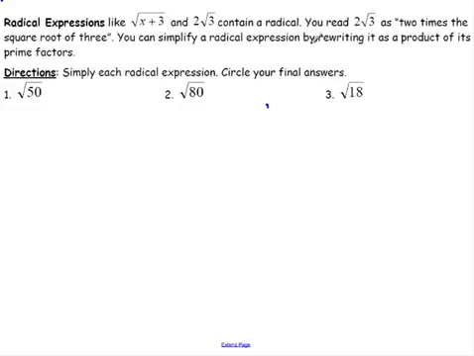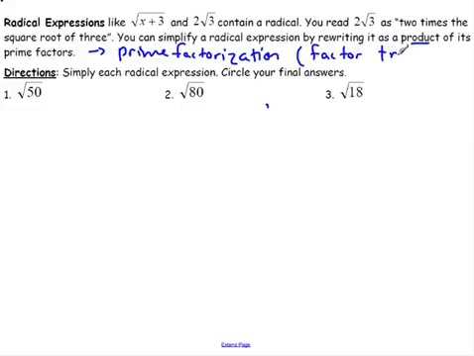You can simplify a radical expression by rewriting it as the product of its prime factors. You may have heard this called something else in the past. You may have heard a teacher call this prime factorization. Let me write that out, prime factorization. Or maybe a simpler term that you may have heard was a factor tree. There are many different methods that teachers use to teach this concept of simplifying radical expressions.